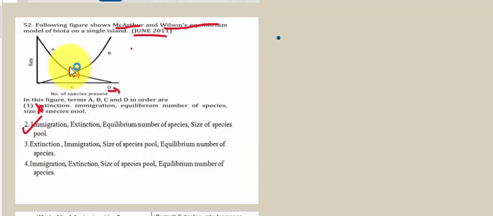So to understand this graph, you need to recall the theory. The theory explains that there will be a balance between the number of immigrations and the number of extinctions. Then only will the equilibrium be reached, right? The island will reach the equilibrium where? When the extinction rate equals the immigration rate.